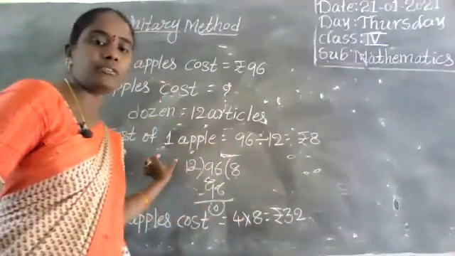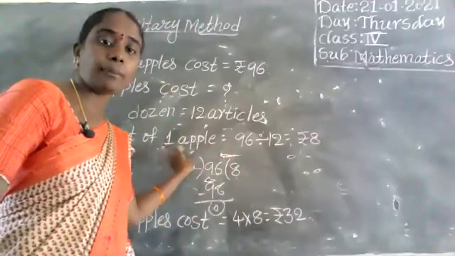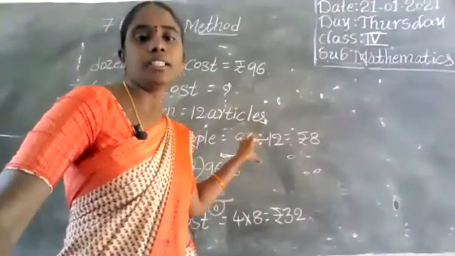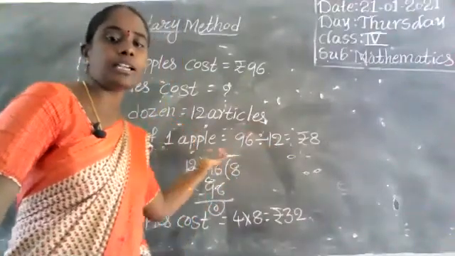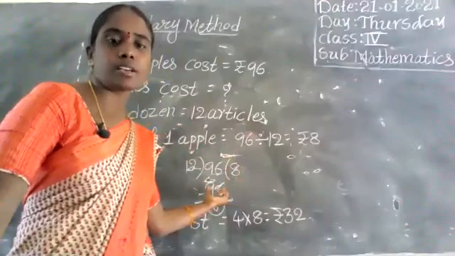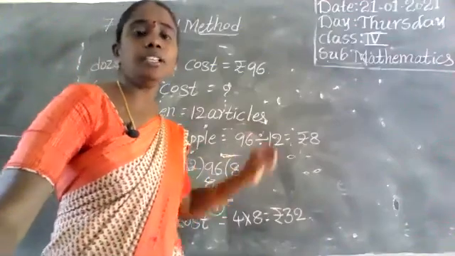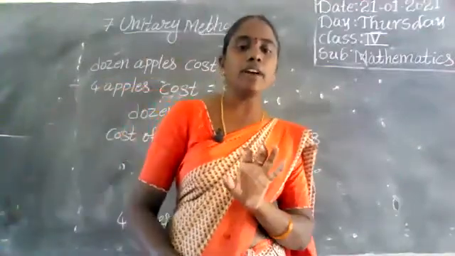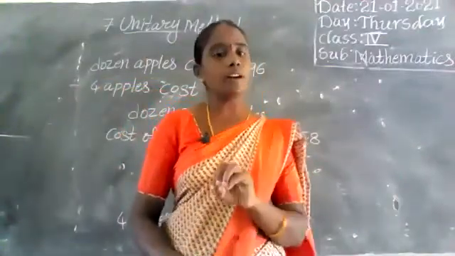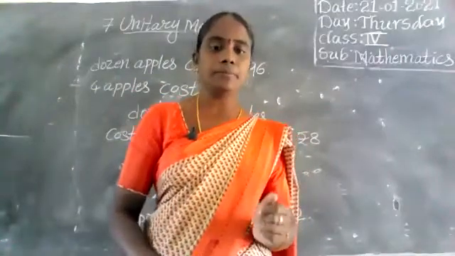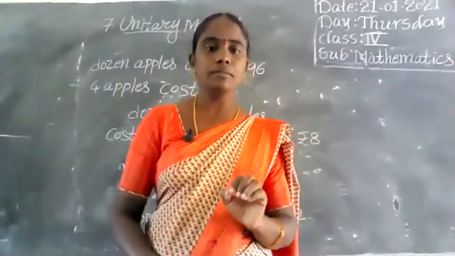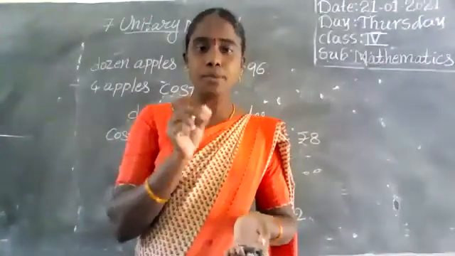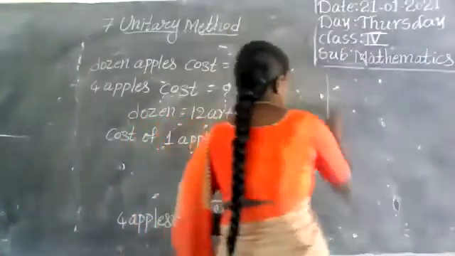First, finding the cost of one apple, that is the unit. Then multiplying by the number of apples is the unitary method. In unitary method problems, 2 steps are there. First, we find the cost of one, then the cost of the given number. Did you understand? What is the unitary method? In the unitary method, there are 2 steps.